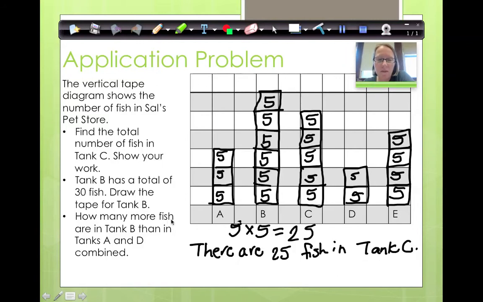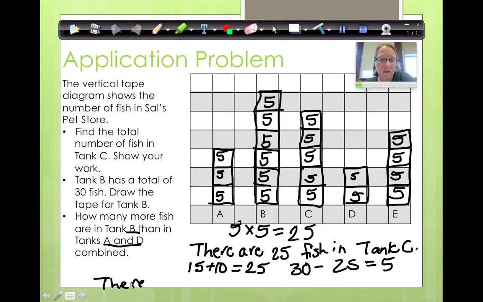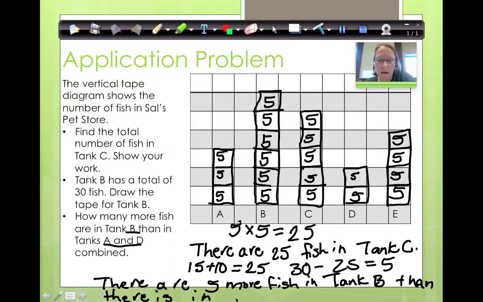We drew tank B. How many more fish are in tank B than A and D combined? Okay, well, let's see how many is in A and D. A is 5, 10, 15. D is 10. So we have 15 plus 10, which equals 25. How many is in tank B? 30. So then we have 30 take away 25. 30 take away 25 is 5. So, there are 5 more fish in tank B than there is in A and D. Put your period.